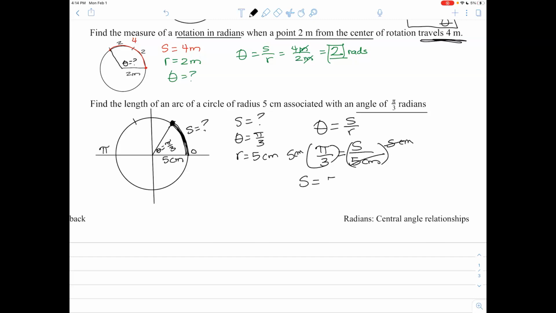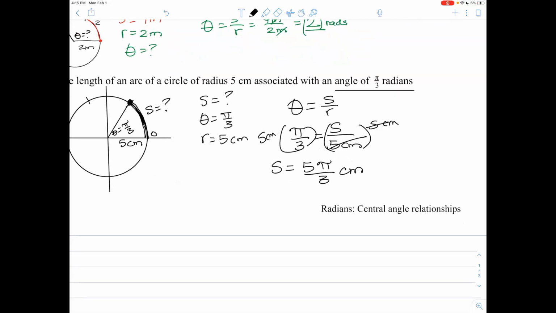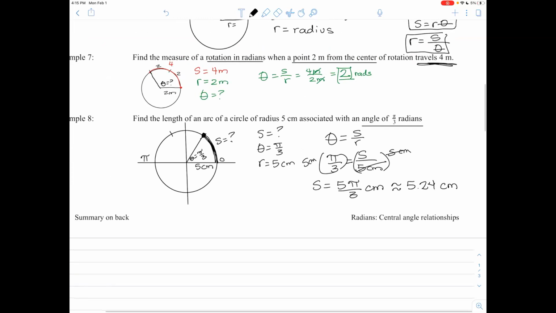So S equals 5 pi over 3 centimeters, and that would be your exact value. And if you were to plug that into your calculator, your arc length would be approximately, to the nearest hundredth, 5.24 centimeters. And there you go.